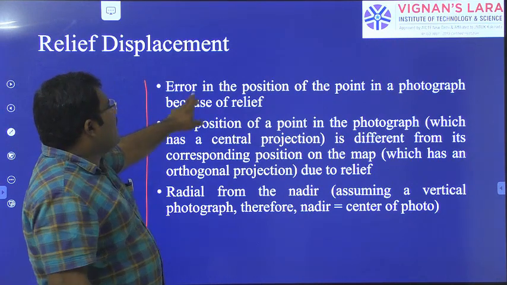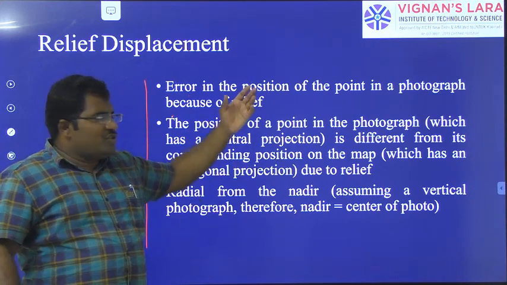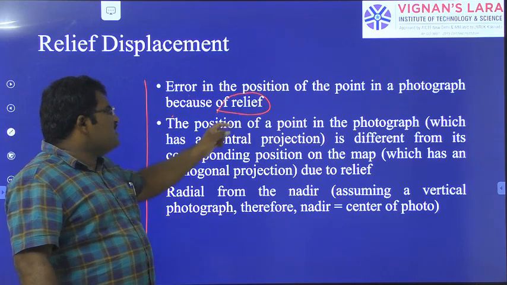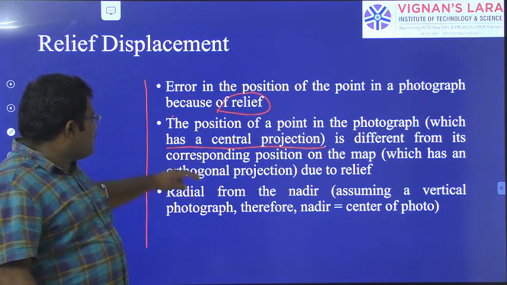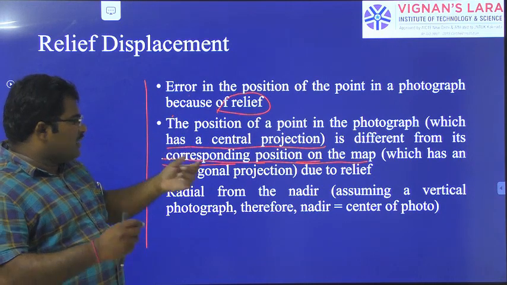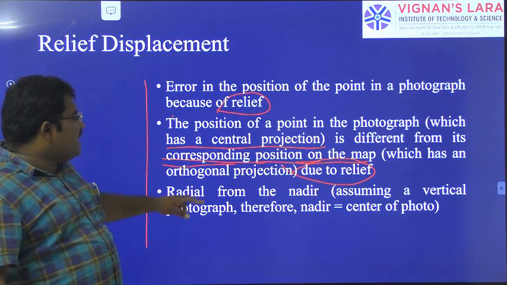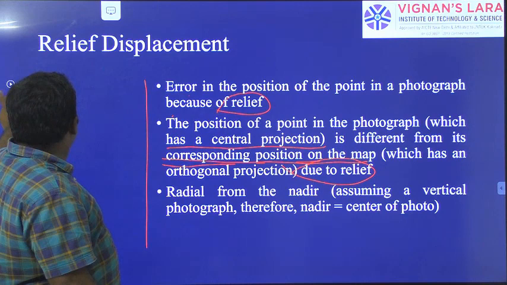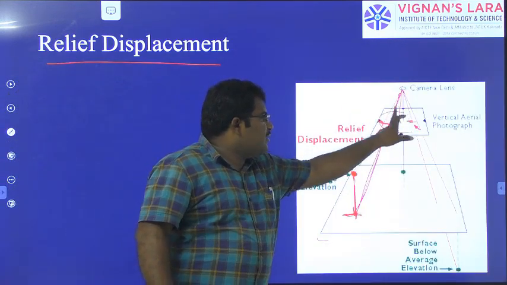This is the error in the position of a point in a photograph because of relief. Due to relief, the position has changed. Now, the position of a point in a photograph, which has a center projection, is different from its corresponding position on the map. That distance is due to the relief. It is radial from the nadir, which means it is not directly from here; from the nadir it will be radial.